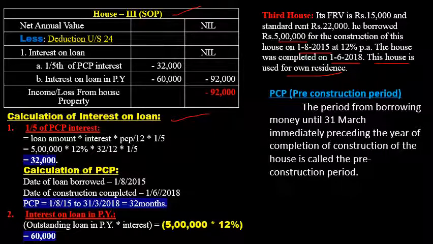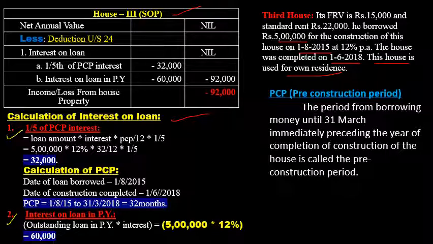So we will calculate the interest on loan, since there is a loan amount. There are two parts in case of interest on loan. Whenever the loan amount and other details are given, then you have to calculate interest on loan under two categories. First one is 1/5 of PCP interest, and second one is interest on loan in previous year. So we will calculate the first part, 1/5 of PCP interest. The equation for this is loan amount into interest into PCP by 12, and multiplied by 1/5.